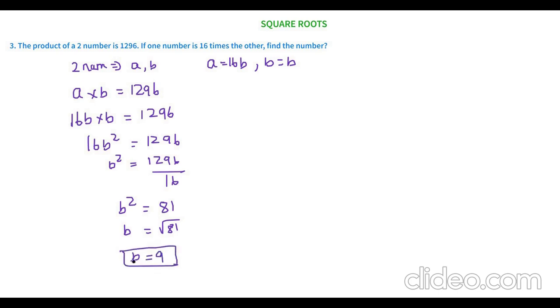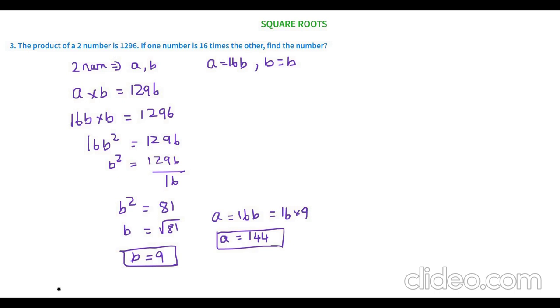So now we have got the value of B. Now what is A? A is 16B. So A equals 16 times 9. So A equals 144. Isn't it easy? We have found out what is A and what is B.